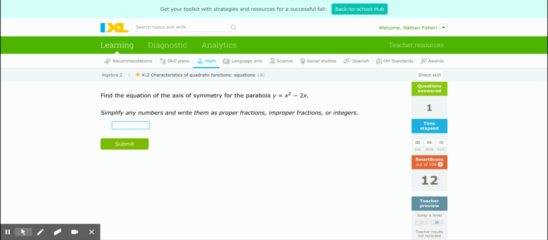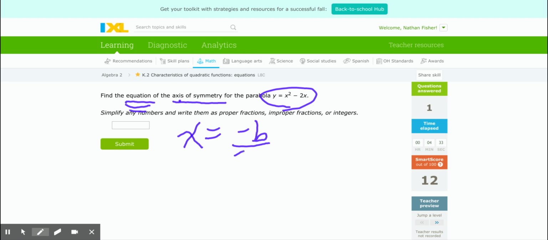Awesome. Okay, so we're going to find an equation this time, so that's a little different. This is important, and this is what throws a lot of people off. The axis of symmetry, and there's my initial equation. For this one, I have a formula that I'm going to follow for axis of symmetry: x equals negative b divided by 2 times a.